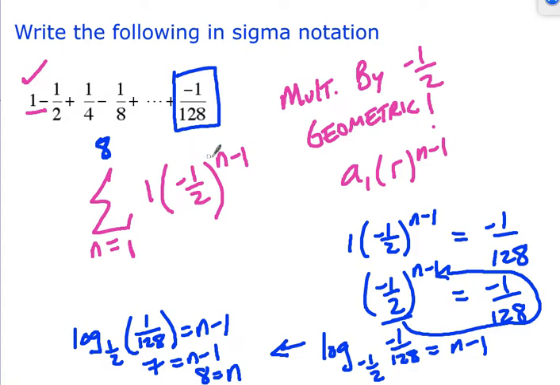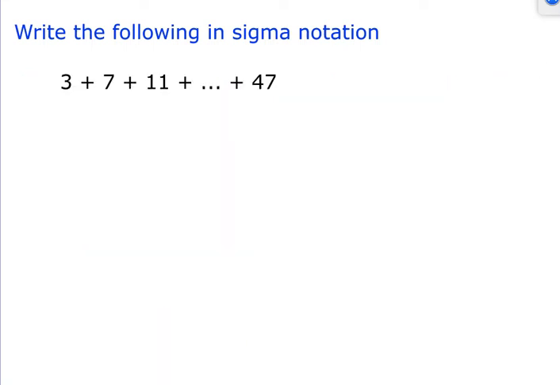So you can guess and check. You can plug values in for n until you figure out what equals negative 1 over 128. Or you can do it the algebraic way like this, where you actually solve for n. Doesn't matter to me which way you do it. All right, here's the next one.